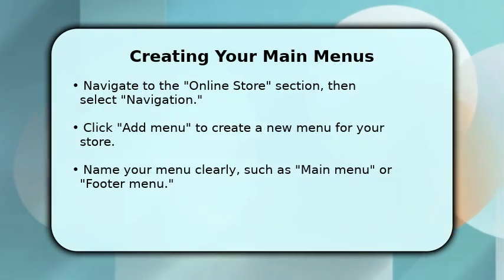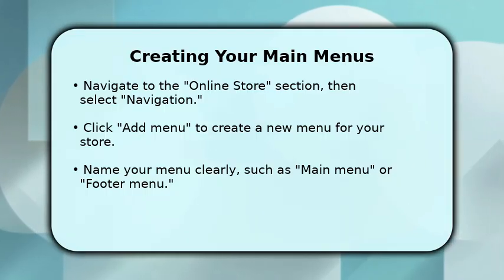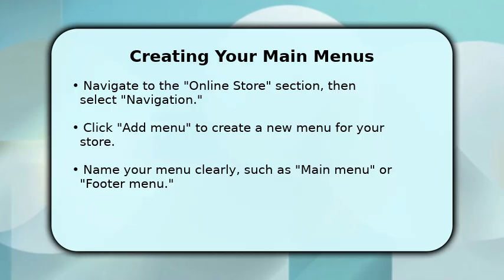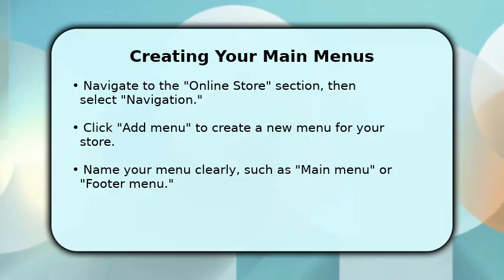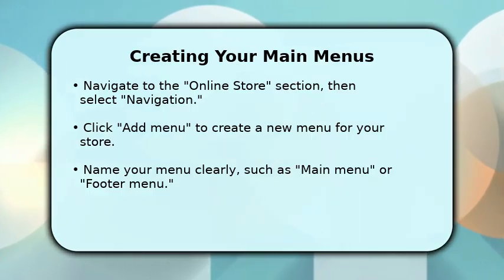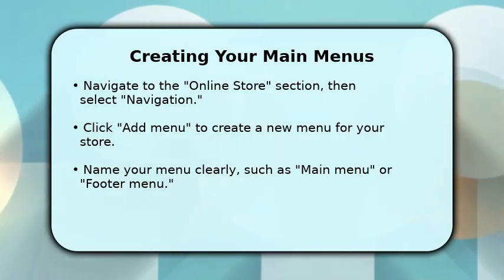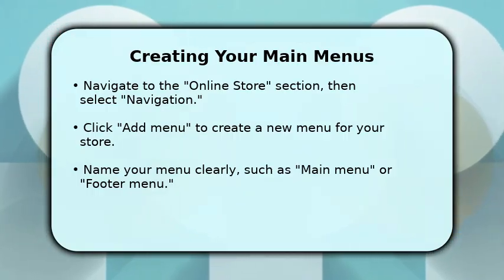To begin, log into your Shopify admin dashboard. On the left-hand sidebar, find and click on Online Store, then select Navigation. Here, you will see existing menus like your main menu and footer menu. To create a new one, simply click the Add Menu button. Give your new menu a descriptive title, perhaps Quick Links or Collections, to easily identify its purpose later on.